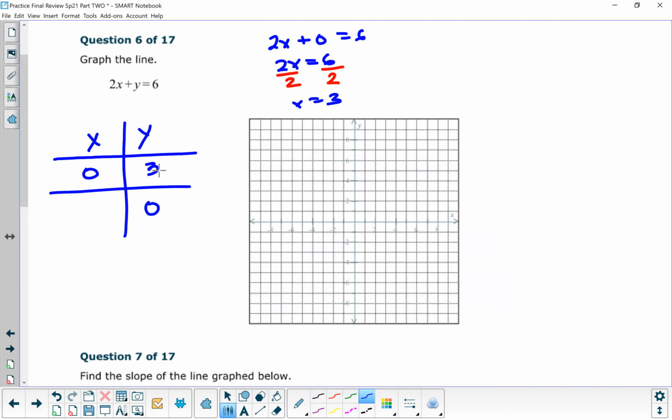So we can plot the y-intercept. I'm sorry, wrong one. That's our x-intercept. Sorry about that. All right, then for our y-intercept, 2 times 0 plus y equals 6. So we have y just equal to 6. So our y-intercept is 6. All right, we got our 2 points. Draw in our line.